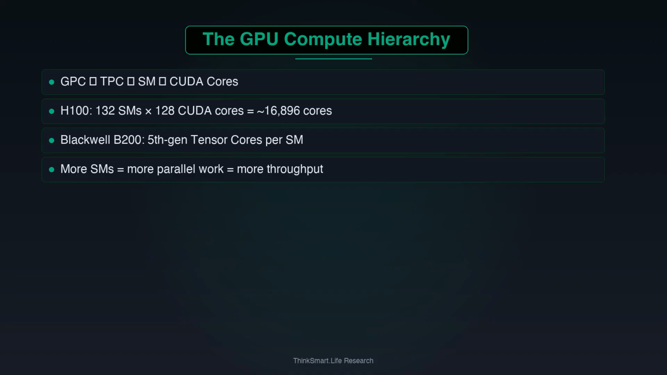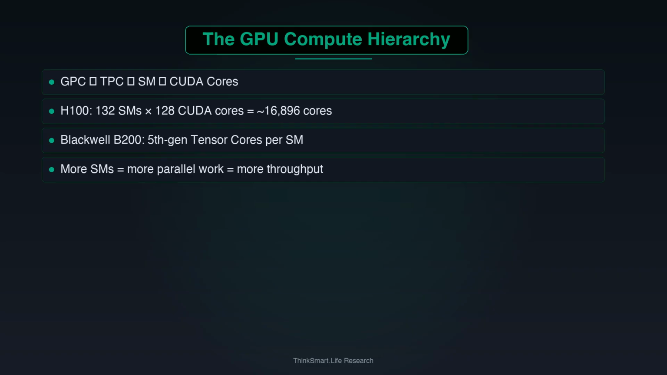NVIDIA GPUs aren't a flat pool of cores, they're organized in a strict hierarchy. At the top, the GPU die contains graphics processing clusters, each containing texture processing clusters. Inside, those are streaming multiprocessors, SMs, and that's where computation actually happens. The SM is the fundamental building block. Each one has its own scheduler, register file, shared memory, and execution units. The H100 has 80 SMs. The RTX 4090 has 128. The Blackwell B200 pushes 192.